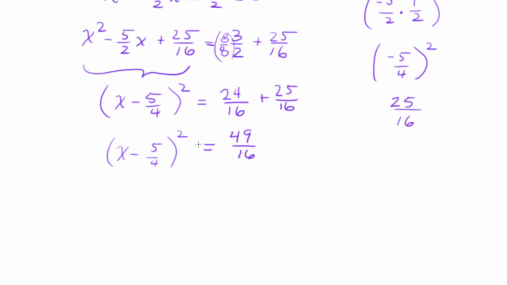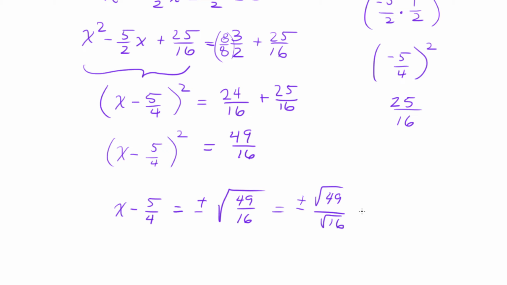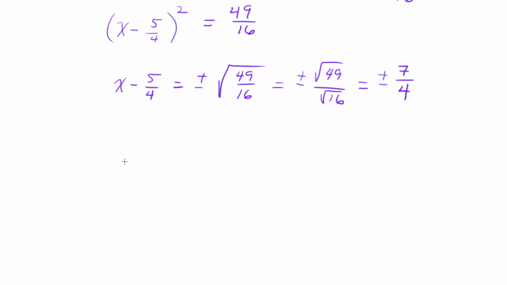Now again, in order to get rid of the square, we square root. So x minus 5/4 equals plus or minus square root of 49 over 16, which is equal to plus or minus the square root of 49 over the square root of 16, which is equal to plus or minus, square root of 49 is 7, square root of 16 is 4. Now, our last step will be adding 5/4. So x equals plus or minus 7 over 4 plus 5/4.